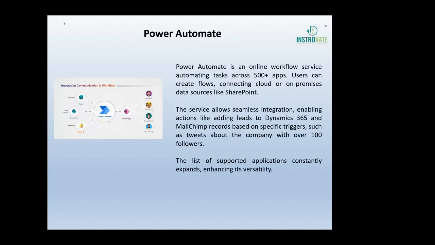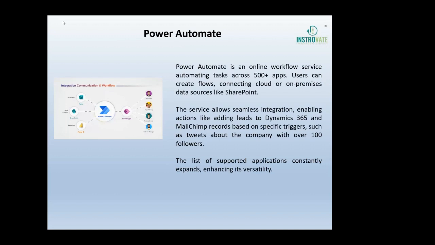Power Automate is an online workflow service which automates tasks across 500 plus applications, and users can create flows connecting cloud and on-premises data sources like SharePoint. The service allows seamless integration. It enables adding leads through Dynamics 365 and Mailchimp records based on specific triggers, such as tweets about the company with over 100 followers. The list of supported applications is constantly expanding in this tool, and it enhances the versatility.